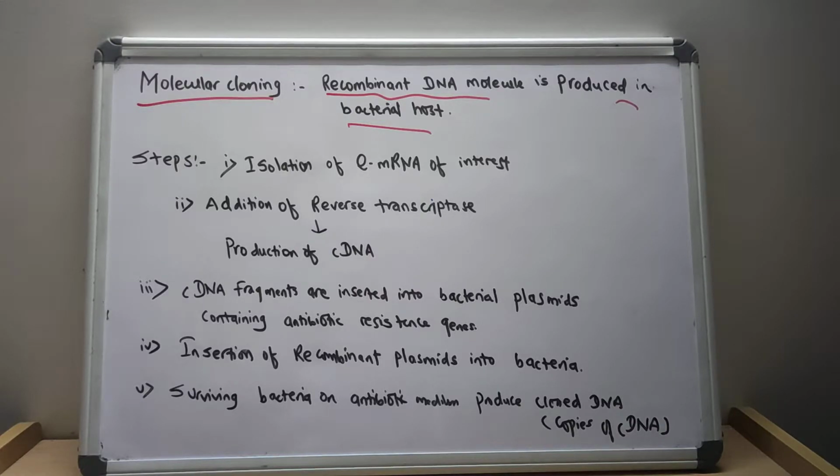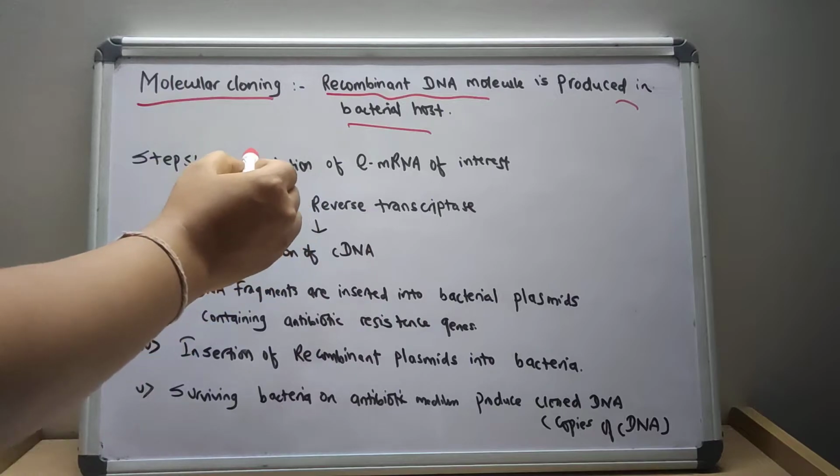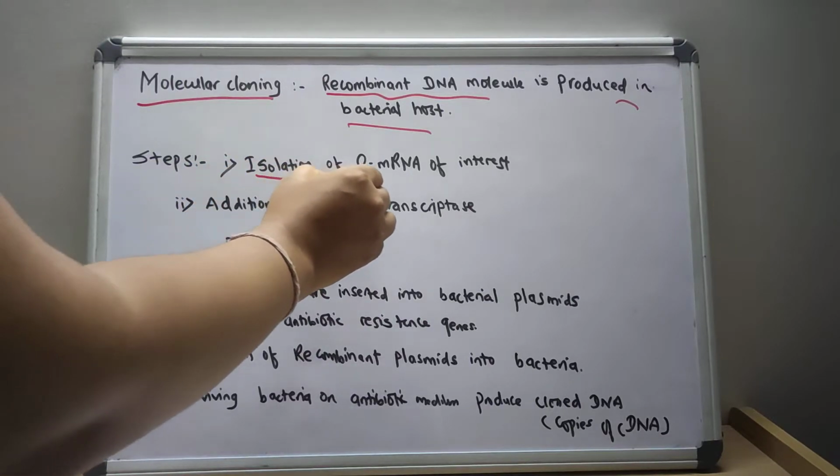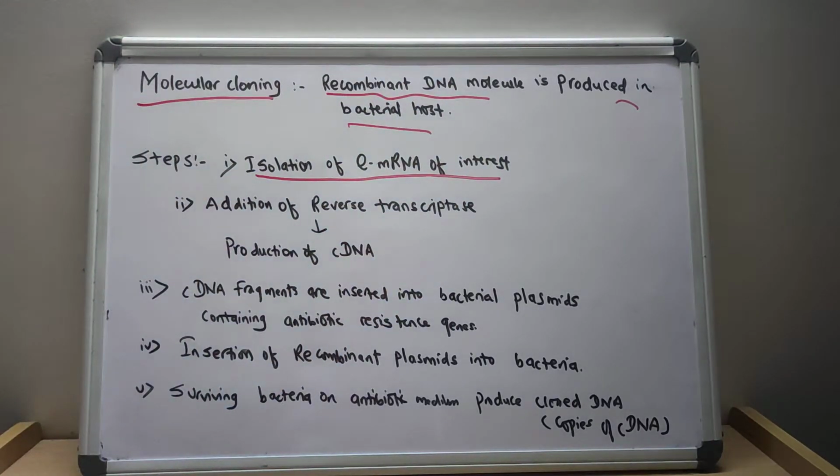Now let us discuss the steps of molecular cloning. There are a total of 5 steps of molecular cloning that you should know very well. So first, what we do, we isolate the eukaryotic messenger RNA of interest. The messenger RNA, the mRNA, should be post RNA processing.